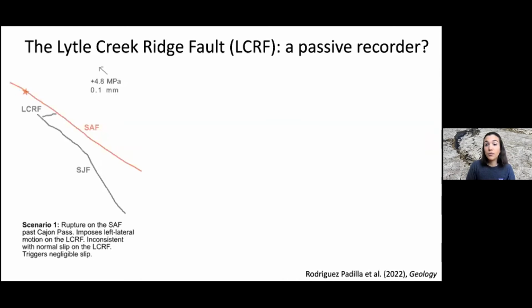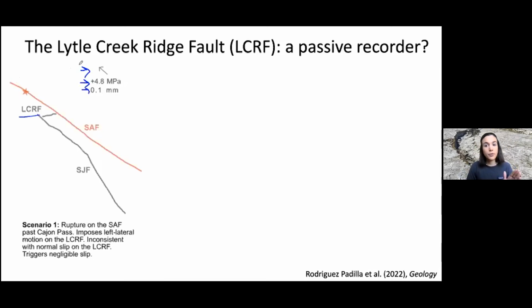So I'm going to go through 3 different rupture scenarios. What you're going to see here is the geometry of the faults. Faults that are highlighted in orange are rupturing. This is the slip imposed on the LCRF. This is the stress imposed on the LCRF by the rupture on the other fault, whatever fault is in orange. And this is the slip vector imposed on the LCRF.